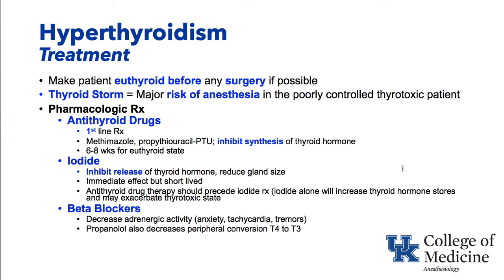So how can we treat hyperthyroidism? The first line of therapy is antithyroid drugs such as methimazole and propylthiouracil. These drugs actually inhibit the synthesis of thyroid hormone, but it takes weeks to get someone into a euthyroid state using these drugs. Iodine can be used also.